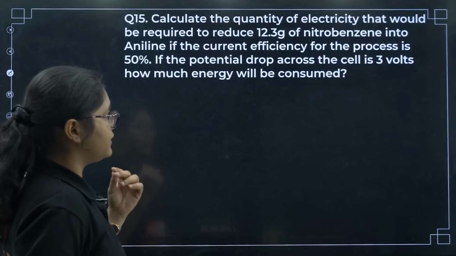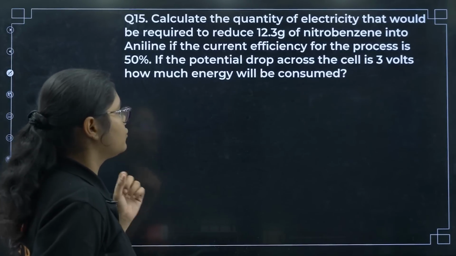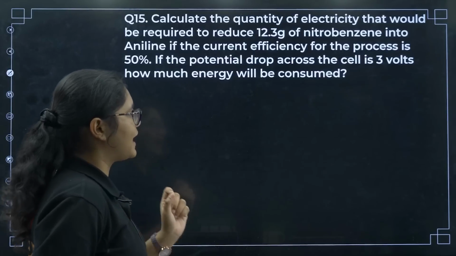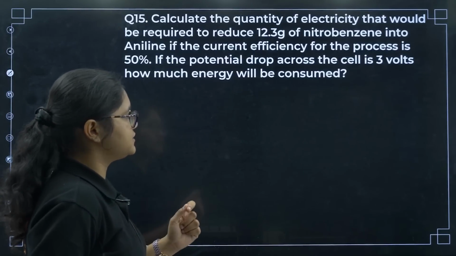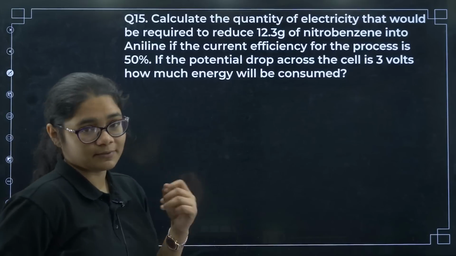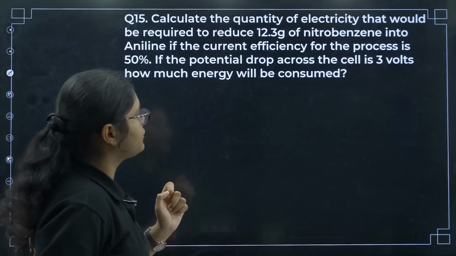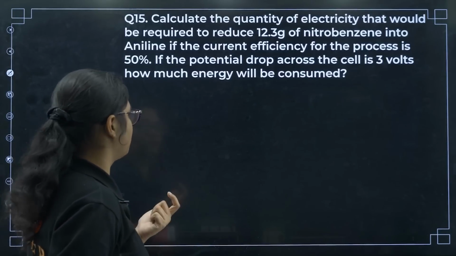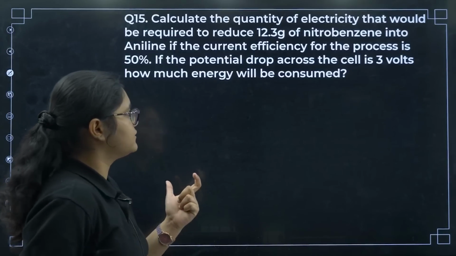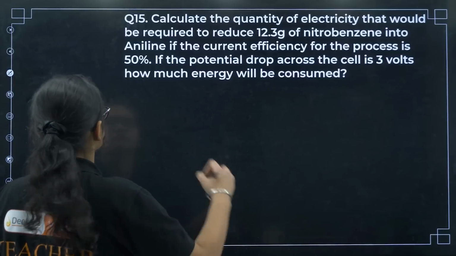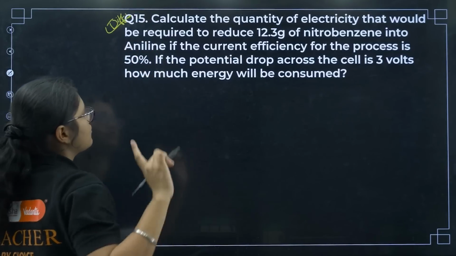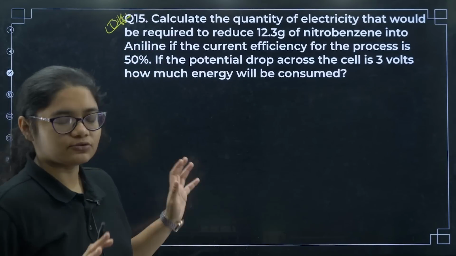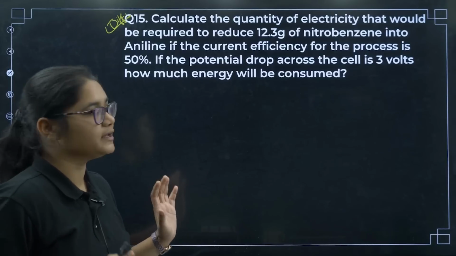Calculate the quantity of electricity that would be required to reduce 12.3 gram of nitrobenzene into aniline if the current efficiency of the process is 50%. Now, if the potential drop across the cell is 3 volt, then how much energy will be consumed? This is also a very tricky or difficult question, so you should know how to solve it properly. If you haven't solved this question before, then you cannot do it in the exam also.